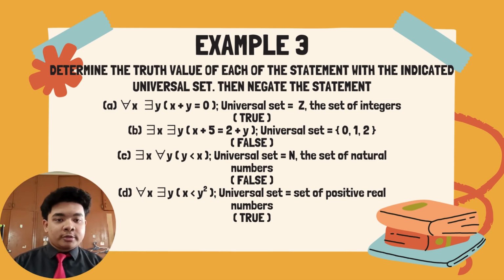The answer is false. For question C, there exists x, for all y, y less than x, universal set equals N, the set of natural numbers. The answer is false. And for question D, for all x, there exists y, x less than y squared, universal set equals the set of positive real numbers. The answer is true.